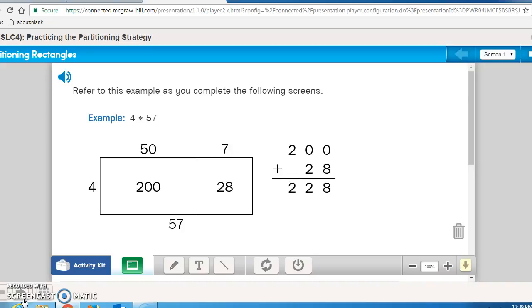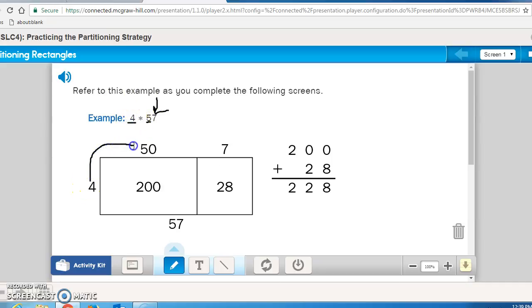Refer to this example as you complete the following screens. So as you look at this, you will see 4 times 57. What they're doing here is they're breaking the number 57 apart. They're breaking it into the first number, which, as we say, is 50. So they made this 50. And then the 7 that's in the ones place is in a separate box. Both of those have to be multiplied by the 4. So they're setting it up this way.